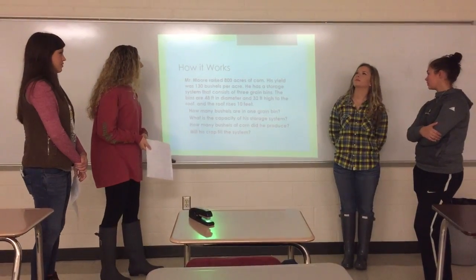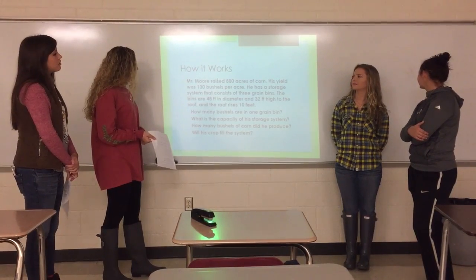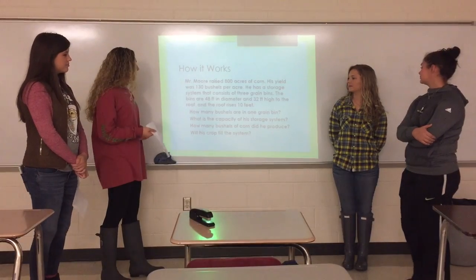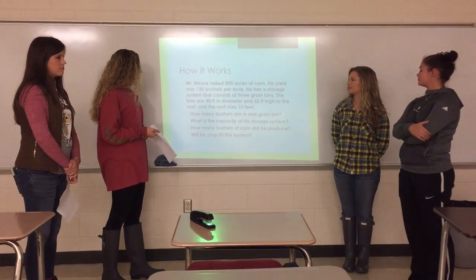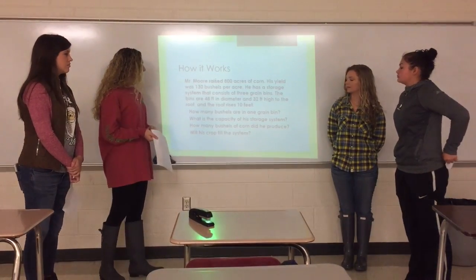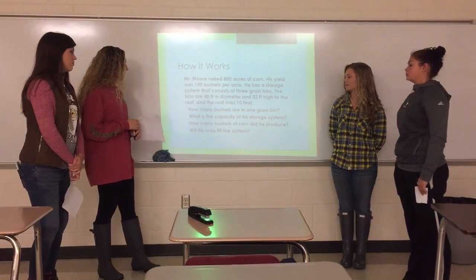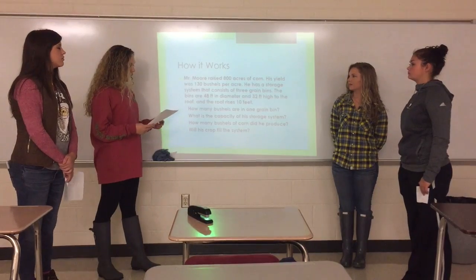Mr. Moore raised 800 acres of corn. His yield was 130 bushels per acre. He has a storage system that consists of 3 grain bins. The bins are 48 feet in diameter and 32 feet high to the roof, and the roof rises 10 feet. First question is, how many bushels are in one grain bin?